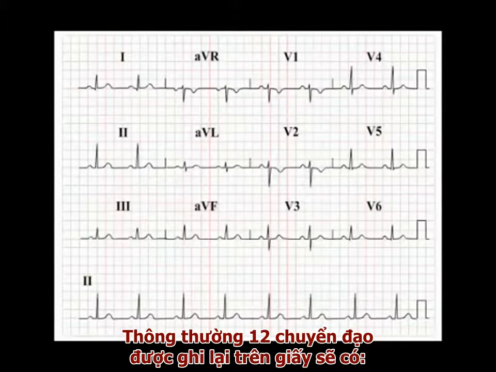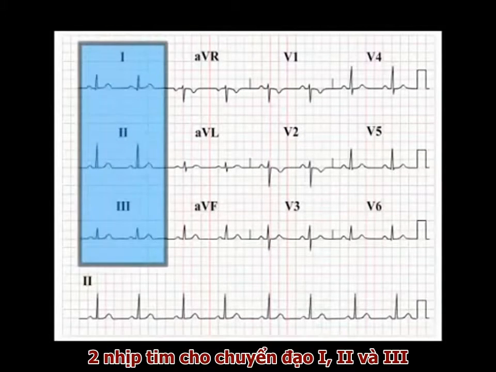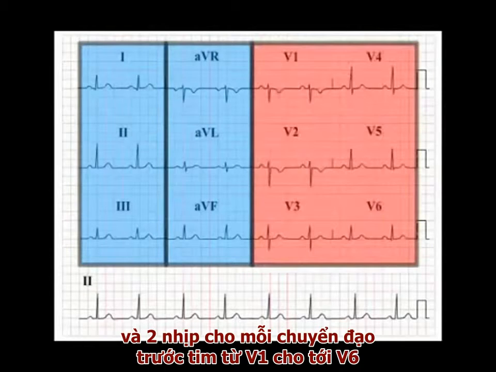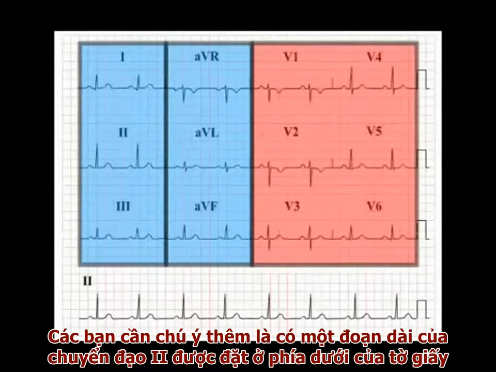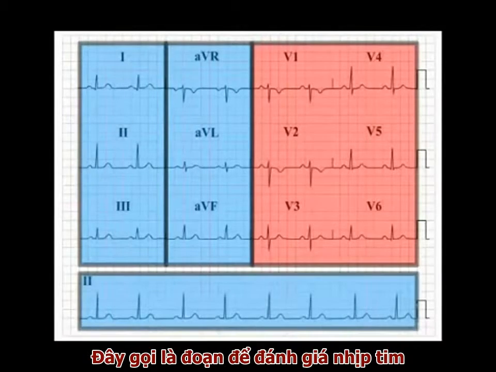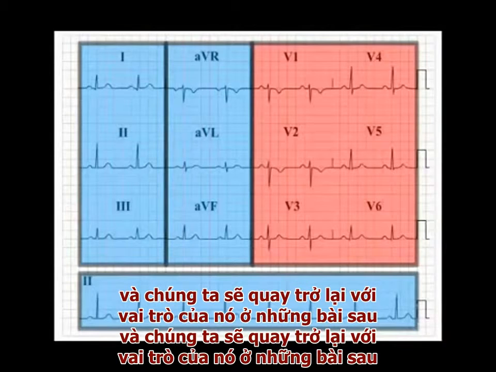A normal 12-lead ECG showing a recording of 2 beats from leads 1, 2 and 3, 2 beats from AVL, AVR and AVF, and 2 beats from each of the chest leads V1 to V6. Note also the long run of recording from lead 2 at the bottom of the readout. This is the rhythm strip, and we will come back to its role shortly.